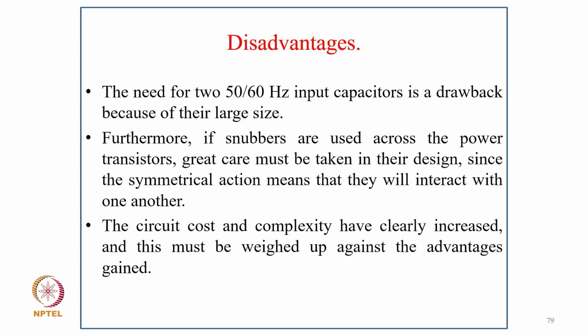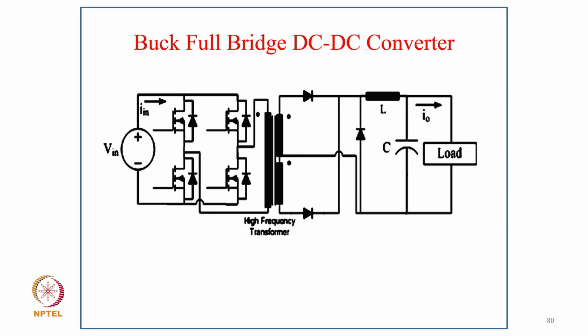Disadvantage: the need for 50 to 60 Hz input capacitors is a drawback because of their large size. Furthermore, if snubbers are used across the power transistors, great care must be taken in their design, since the symmetry means that they will interact with each other. The capacitor cost and complexity have clearly increased, and this must be weighed against the advantages gained.